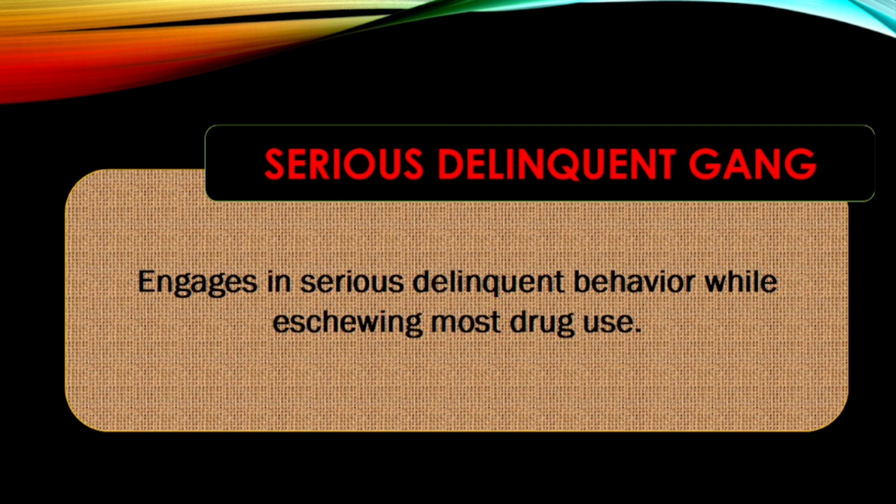Next is the serious delinquent gang. It engages in serious delinquent behavior while eschewing most drug use. So, drugs are used only on social occasions. So, it is occasionally used since it is serious delinquent, wherein you need to think carefully about how you will do the use of drugs. Occasionally, since this is something we can consider heinous, that is why it is called the serious delinquent gang. They are the veterans in committing crimes as well as using drugs.